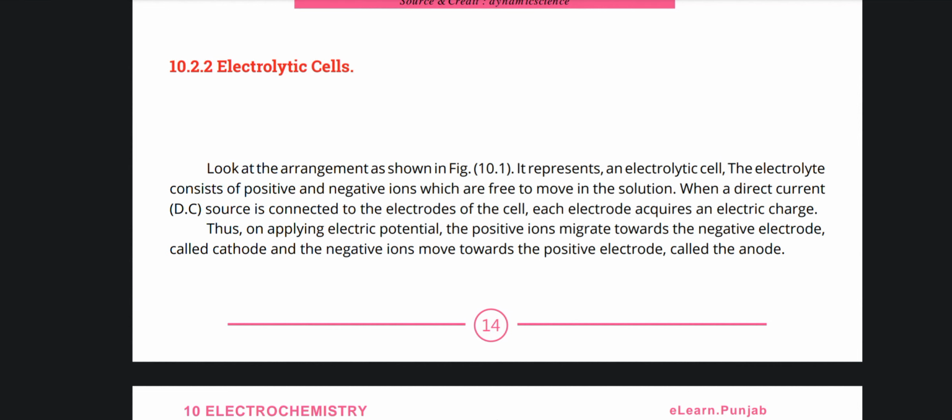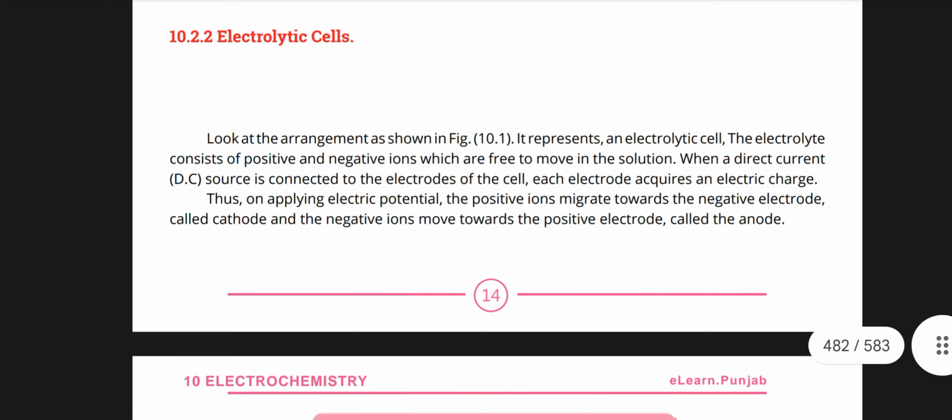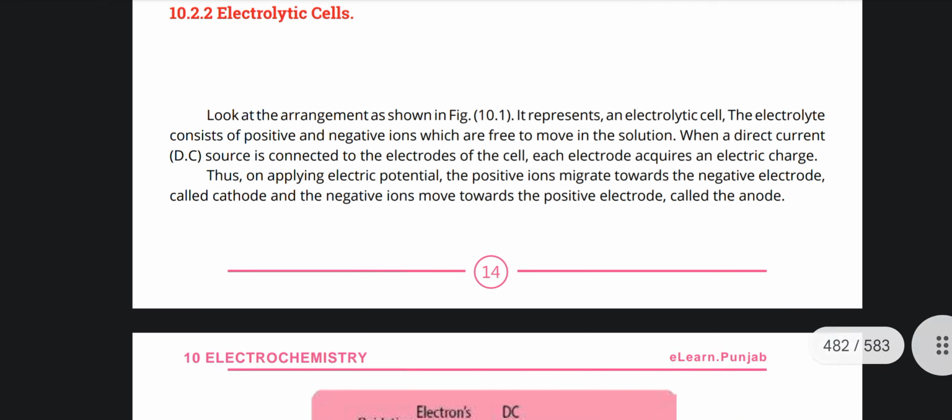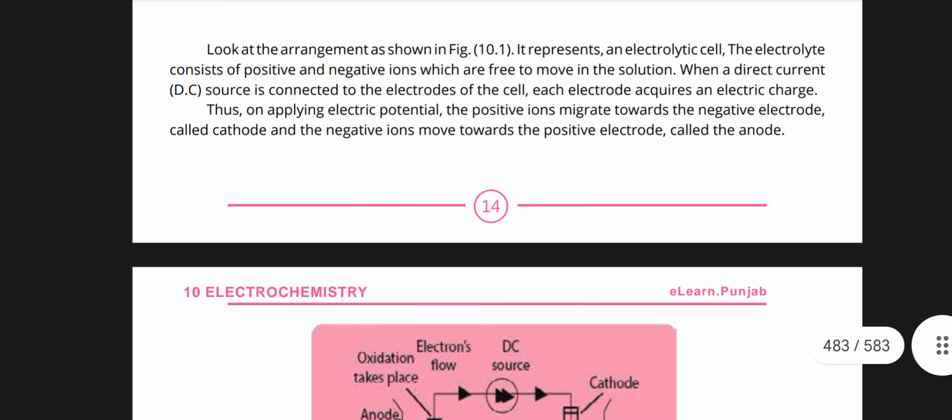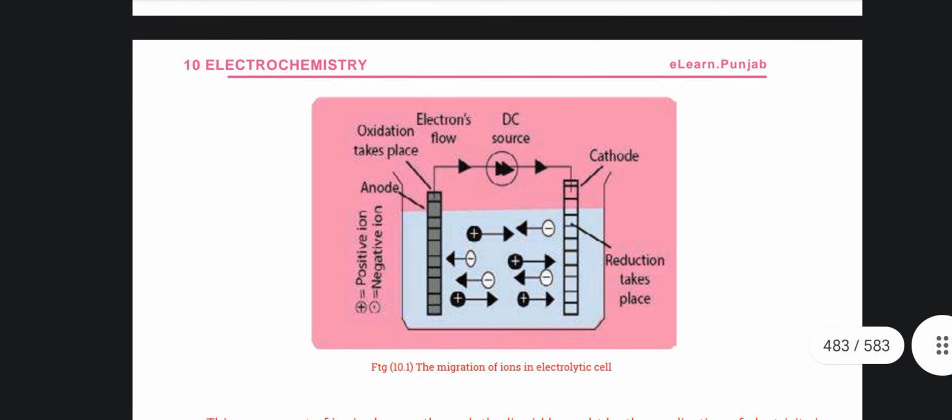Moving on to 10.2.2, electrolytic cells. Look at the arrangement as shown in figure 10.1. It represents an electrolytic cell. The electrolyte consists of positive and negative ions which are free to move in the solution, and when a direct current (DC) source is connected to the electrodes of the cell, each electrode acquires an electric charge. Thus, on applying electric potential, the positive ions migrate towards the negative electrode called the cathode, and the negative ions move towards the positive electrode called the anode.